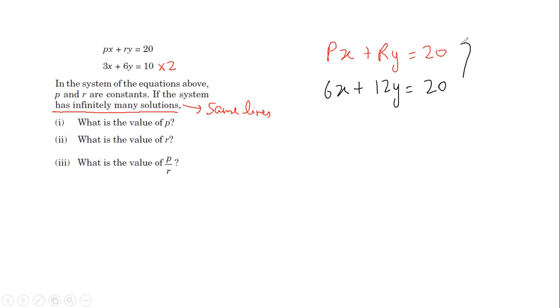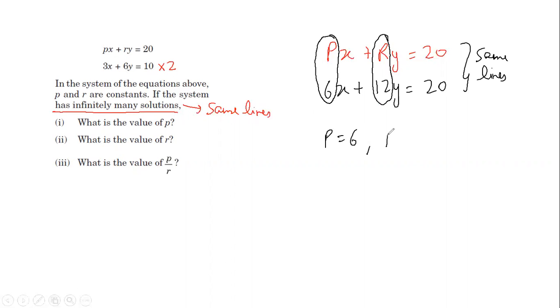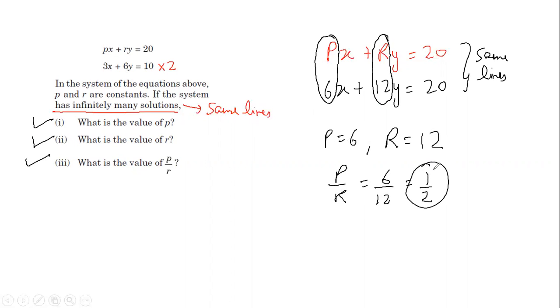Because they are practically the same lines, I can directly figure out here that the value of P is nothing but 6, and the value of R is nothing but 12. So I can directly compare. P is equal to 6 and R is equal to 12. That's what they are asking me, the value of P and the value of R. And then in the third part, they are asking me the value of P by R. So P by R is nothing but 6 by 12, that is 1 by 2.